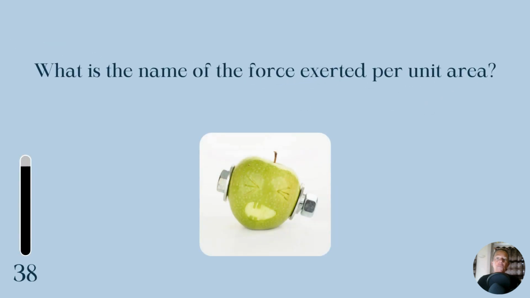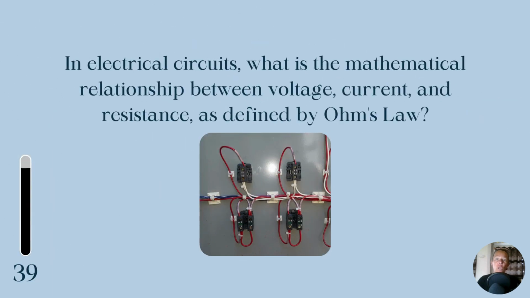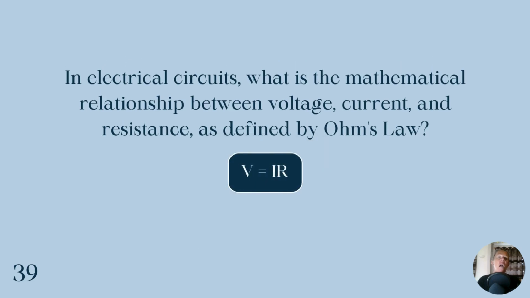What is the name of the force exerted per unit area? Pressure. In electrical circuits, what is the mathematical relationship between voltage, current, and resistance as defined by Ohm's law? V equals IR.